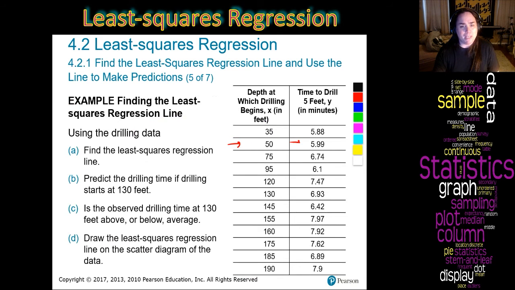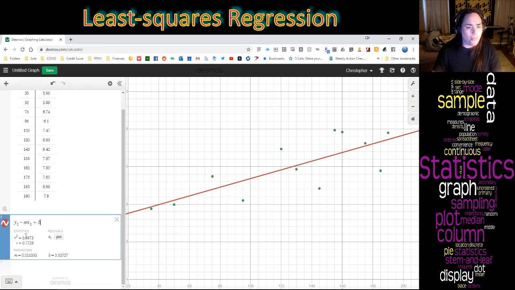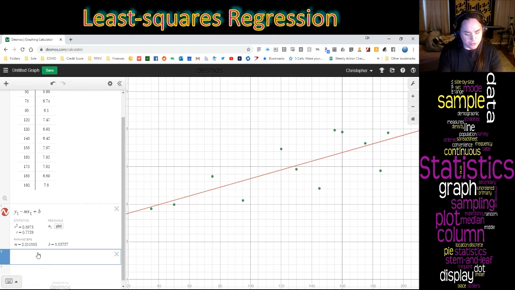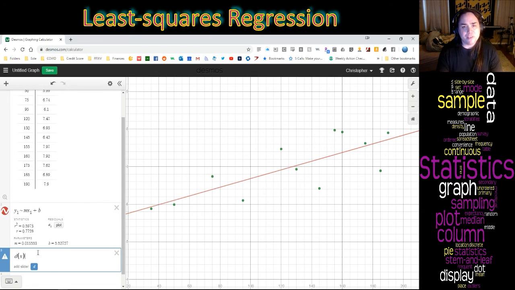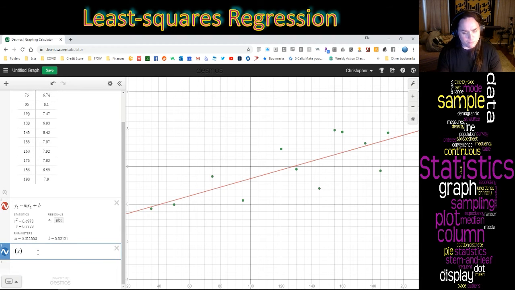So part B here says, predict the drilling time if the drilling starts at 130 feet. Okay. What I'm going to do is make a function called t of x. T stands for time. How much time will it take to drill 5 feet? Well, if I put in equals mx plus b, notice that that graph is right on top of the red one. Now what I can do is calculate what this value is here at 130.